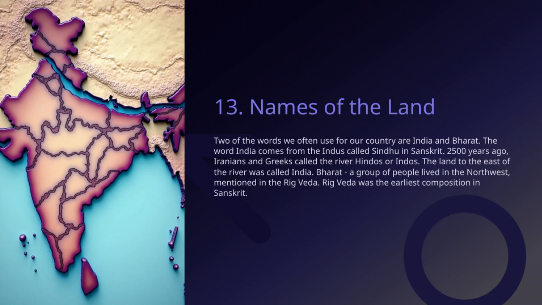On the other hand, Bharat is a name that has deep historical roots. It refers to a group of people who lived in the northwest part of the land, and they are mentioned in the Rig Veda, the earliest known composition in Sanskrit. So both names, India and Bharat, carry rich histories and connect us to different aspects of our ancient past. These names help us understand the cultural and historical diversity that makes our country unique and special.